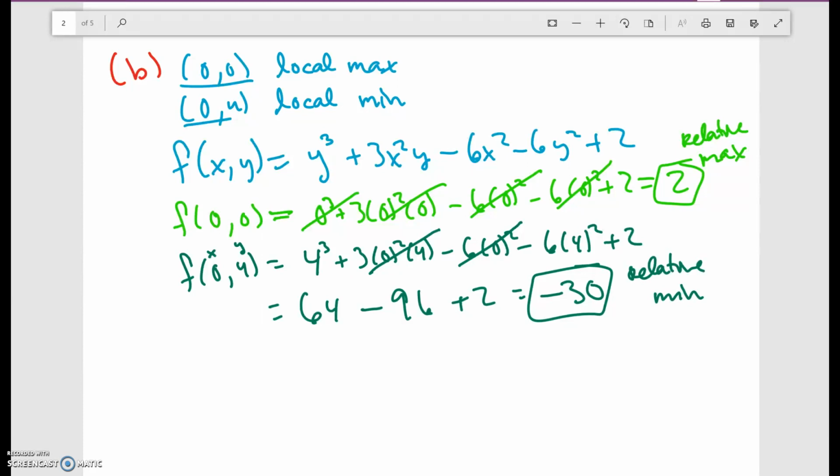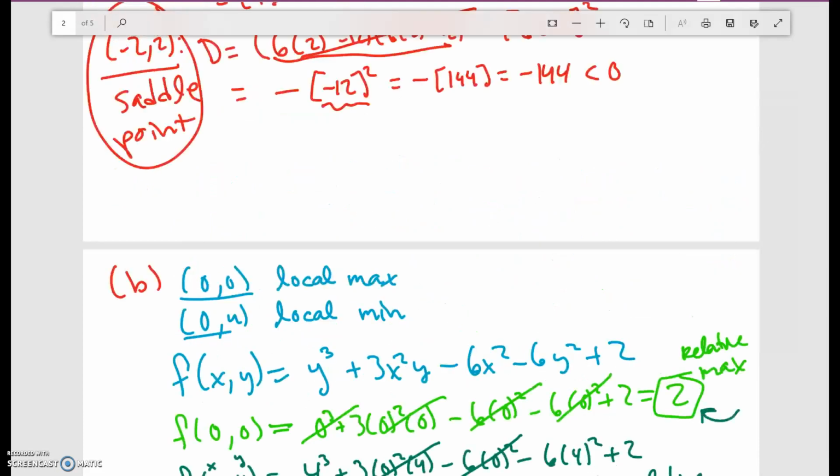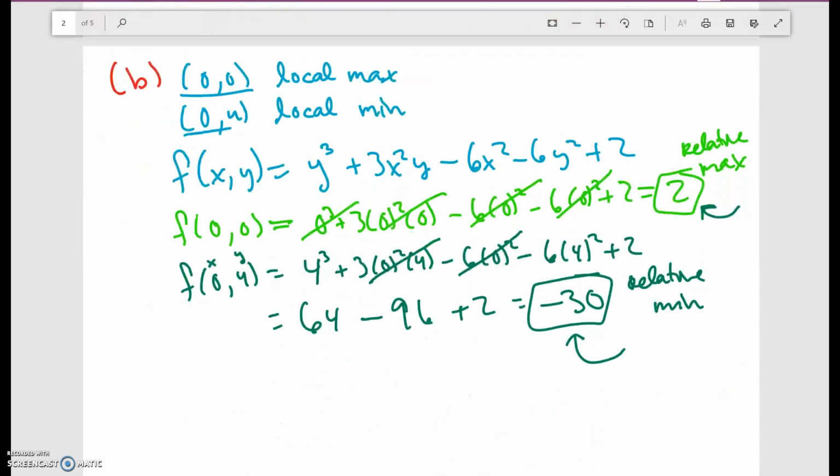Okay, so these are the numbers that are actually my maximum and my minimum. If I were to draw this in three-dimensional space, this would be the lowest it would go, and this would be the highest it would go where we have these critical points. Okay, so that's how you do part B. If you have any questions, just let me know.